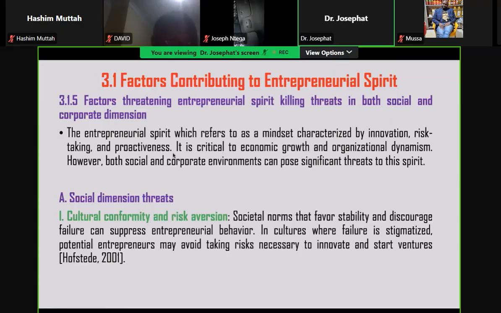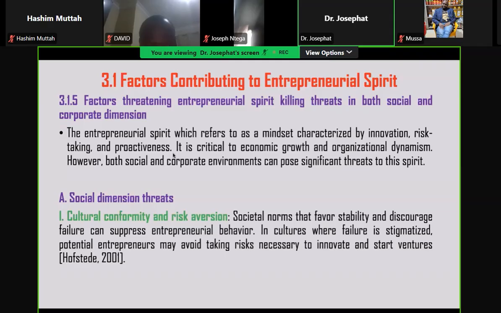On the part of social threats, one is cultural conformity and risk aversion. Societal norms that favor stability and discourage failure can suppress entrepreneurial behavior. In a culture where failure is stigmatized, a potential entrepreneur may avoid taking the risks necessary to innovate and start business ventures. This is according to Hofstede's cultural dimensions.